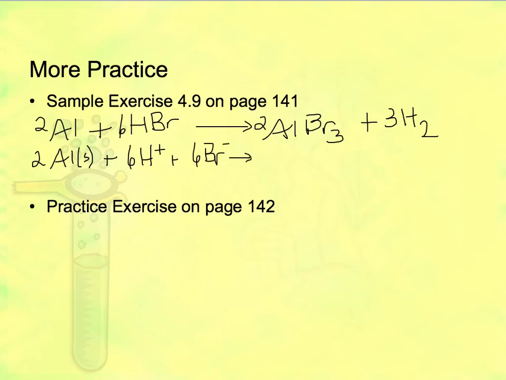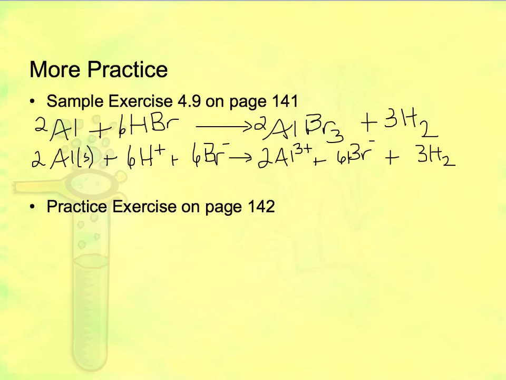Then we're going to split the aluminum bromide as well, because we would check our solubility rules and find that a bromide is always soluble. So that's 2Al3 plus 6Br minus plus 3H2. Remember to leave that unionized as it is a gas.